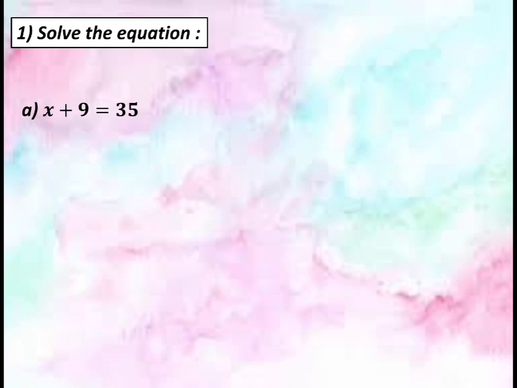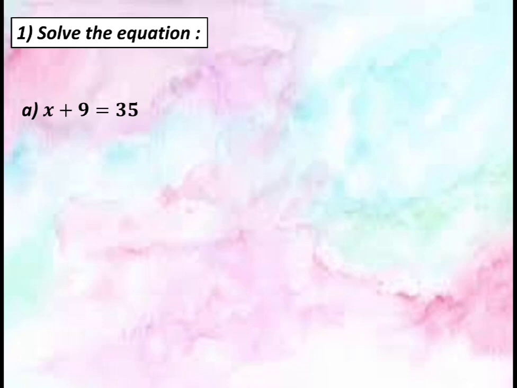X plus 9 equals 35. Try to solve it by yourself. X plus 9 equals 35. Yes, let's solve together. X plus 9. I want x alone. I want the value of x to solve the equation, which means I get the value of the unknown. X is the unknown.